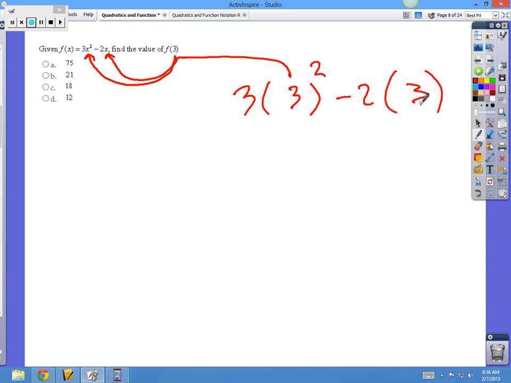So you do the exponents first. You have to do the 3 squared, so that's 9. So that's 3 times 9 minus 6. That's 27 minus 6, 21. B.